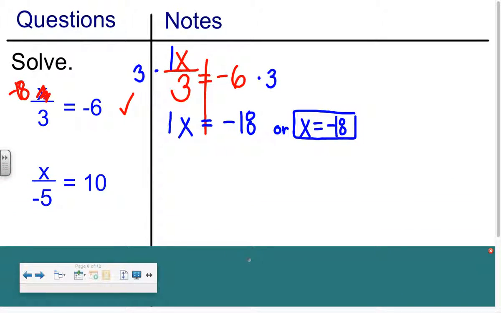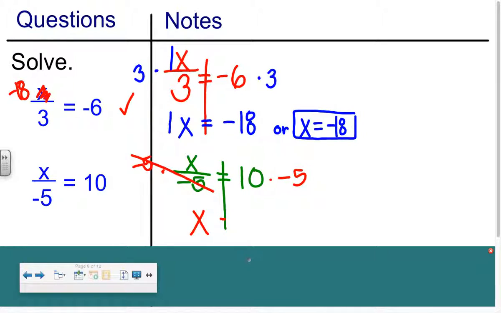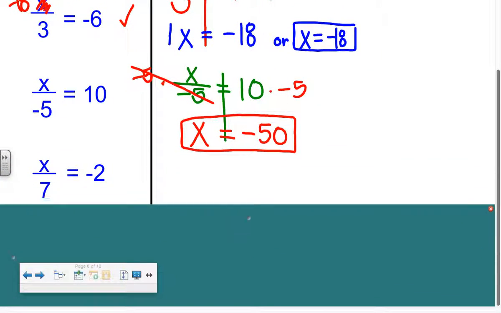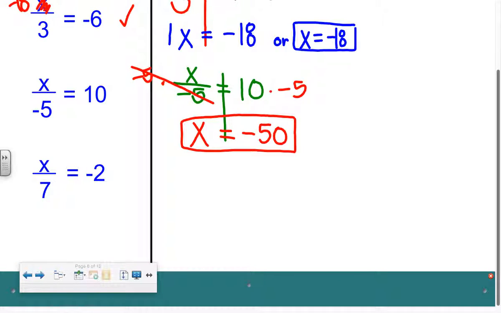All right, second example. X over negative 5 equals 10. The opposite of dividing is multiplying, so I'll multiply both sides by negative 5. This negative 5 and this negative 5 make 1, or they cancel. So then I've got x equals 10 times negative 5, which is negative 50. So x equals negative 50 is my answer. Next, x divided by 7 equals negative 2.